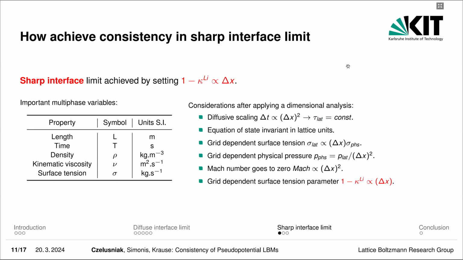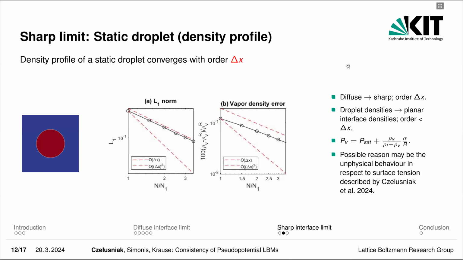And I also show here that we will obtain a consistent method if we change kappa proportionally, like 1 minus kappa proportional to delta X. So I show here what happens when we do this sharp interface limit. I start with a simulation of a droplet, and then I maintain the same interface thickness in lattice units, but increase the distance. So my interface in physical units is getting smaller.